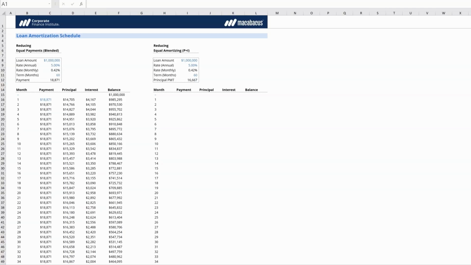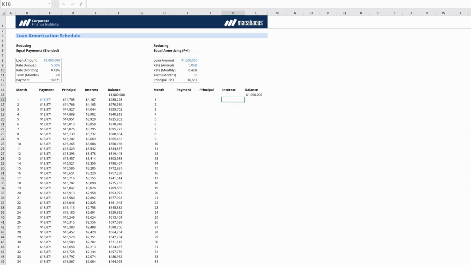Now we can actually build out our equal amortizing, or what's called our principal plus interest payment reducing term loan. You'll see that the column headings are the same as in the blended, but we're going to arrive at the numbers and the calculations within each column a little bit differently. The balance will be the same. So it starts at the full amount outstanding. We're going to fix the cell. It's $1 million at loan disbursement.